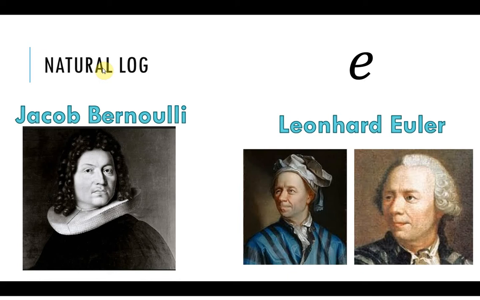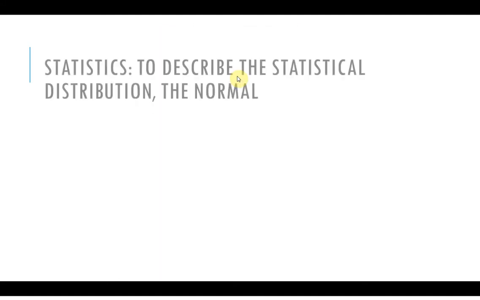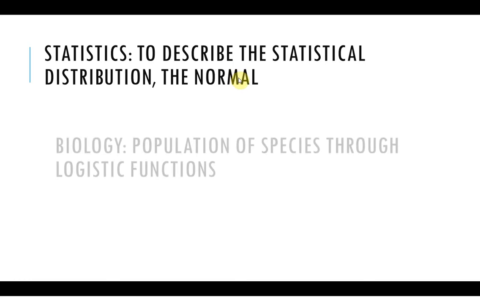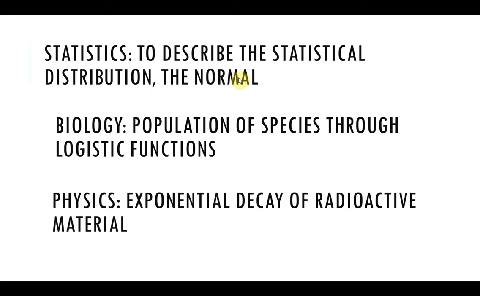Okay, natural log. Now, there is a number that we've talked about. Jacob Bernoulli actually discovered e, whereas Leonhard Euler actually took credit for it. E is a natural number, like pi. Where do you see it in real life? Statistics, normal distribution. Biology, you can see it in populations. Physics, it just comes up in nature. It's one of those numbers that happens all the time.